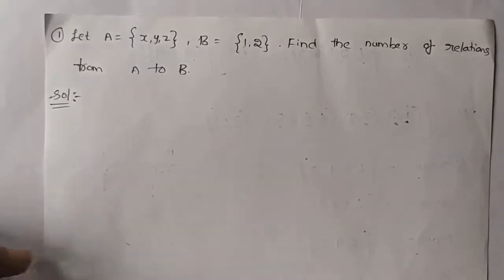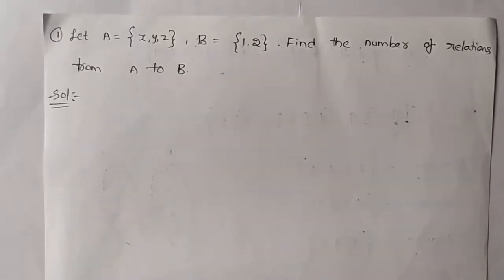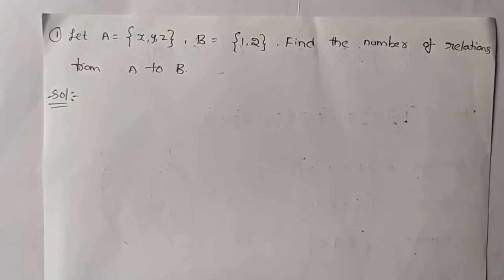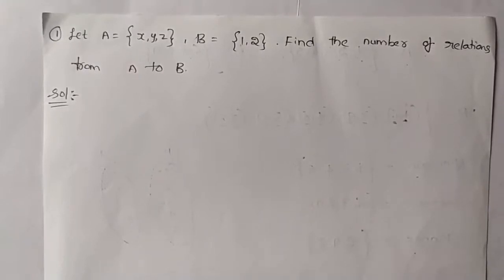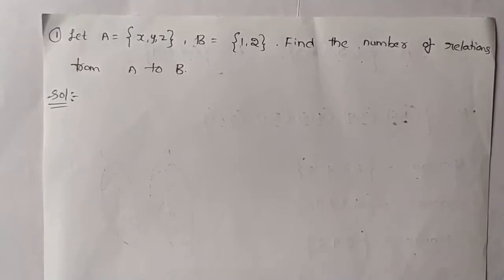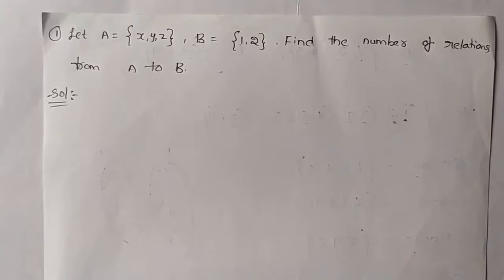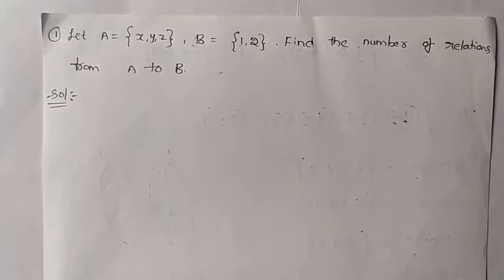In our previous class, we learned about relation. A relation is always a subset of A cross B. Domain is nothing but what? The set of all first elements of the ordered pairs in a relation R is called the domain. Codomain is what? The entire set B is called the codomain. Range is what? The set of second elements of the ordered pairs in a relation R is called the range of the relation. Okay. And also we know that a relation is always a subset of A cross B.